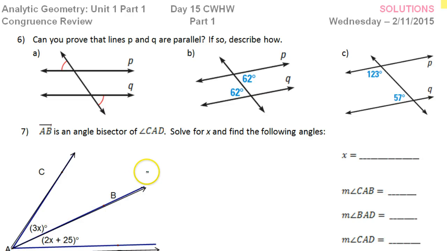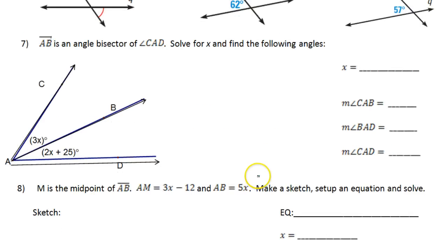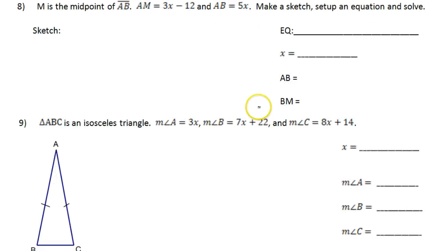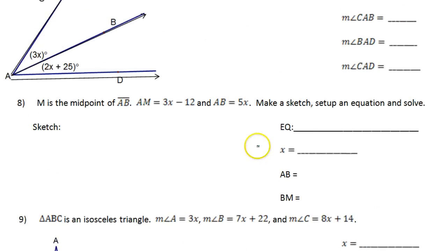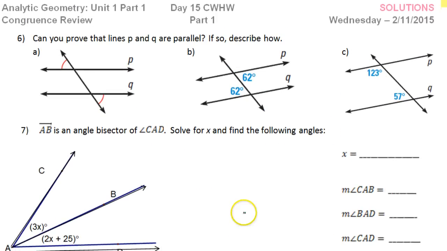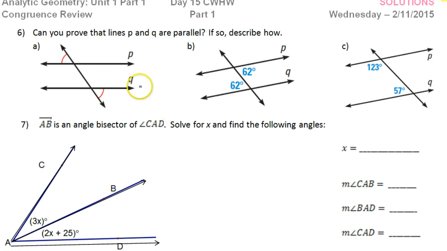Alright, this is part 2 of a lesson about congruence, where in this video we're going to talk about parallel lines that are being cut by a transversal and some other things about angle bisectors, midpoint, isosceles triangles, things of that sort. Alright, but let's start with number 6 here. How can we prove that lines P and Q are parallel?